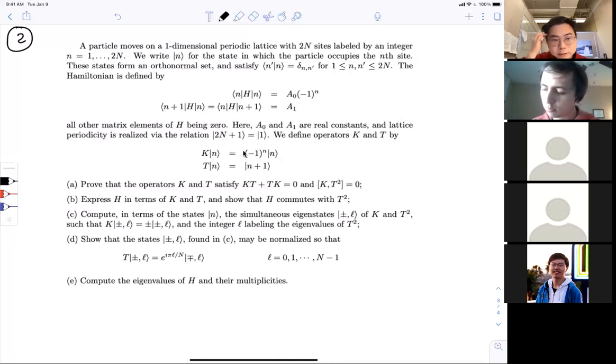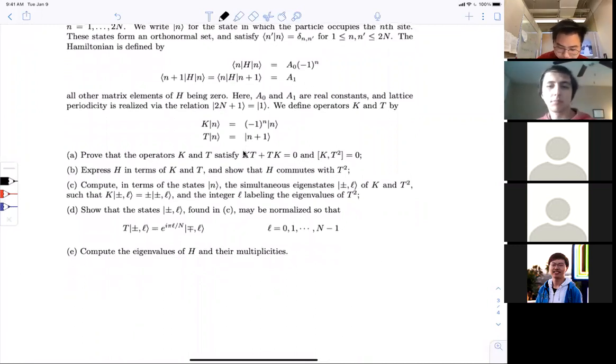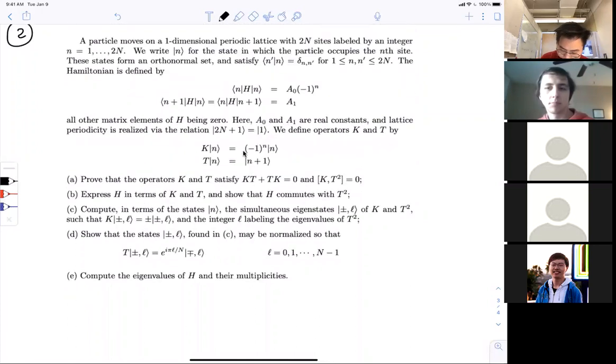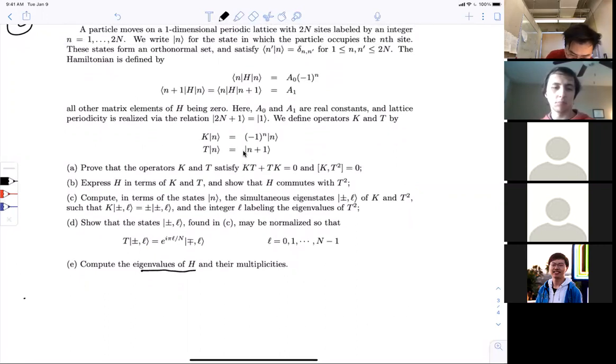Maybe we can go through part A and part B first, and then give you some time to think about parts C, D, E. It's a quite known problem. I guess the final goal is to calculate the eigenvalues of this Hamiltonian H. To help you calculate the eigenvalues, it breaks down into several steps to guide you through this. Okay, so let's look at part A.